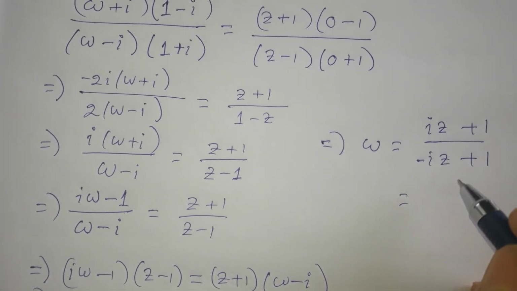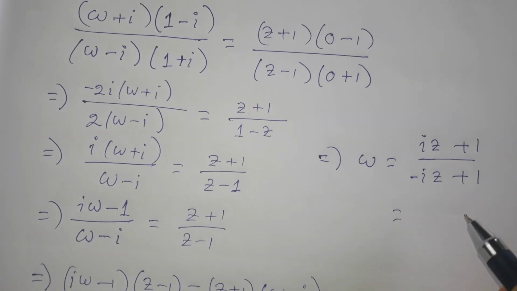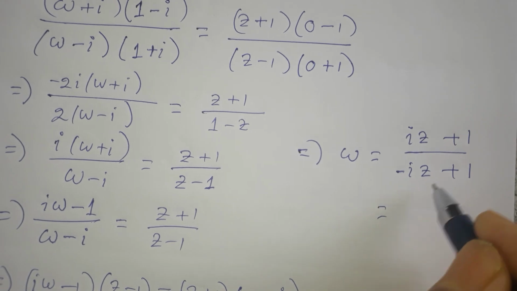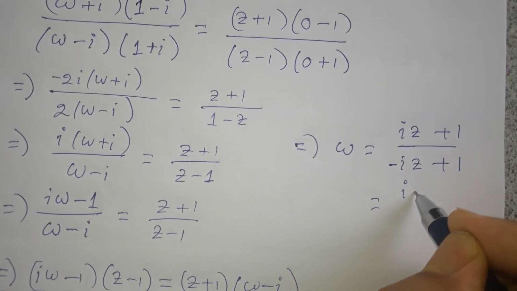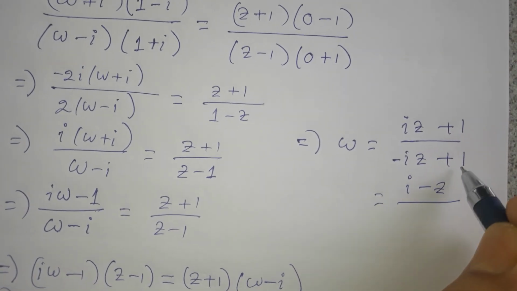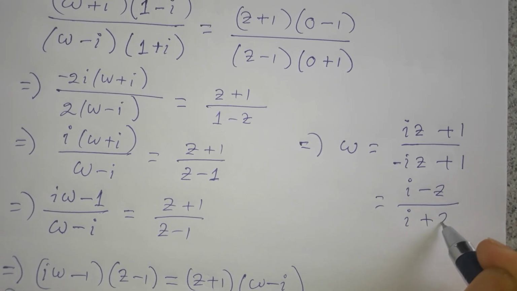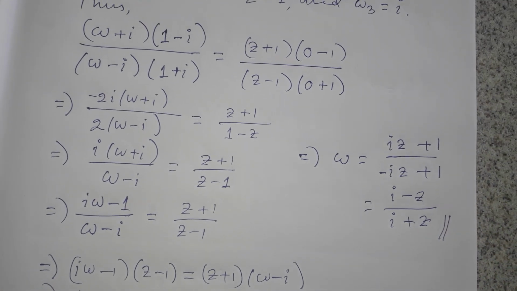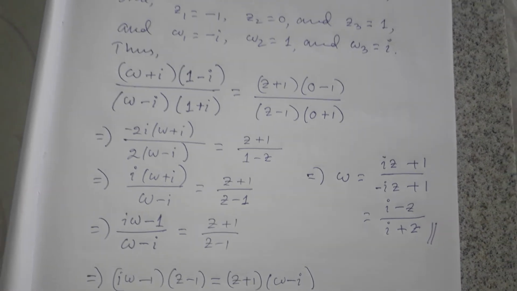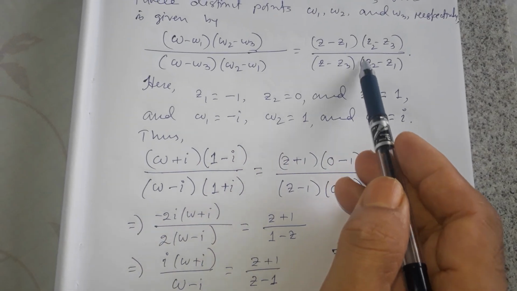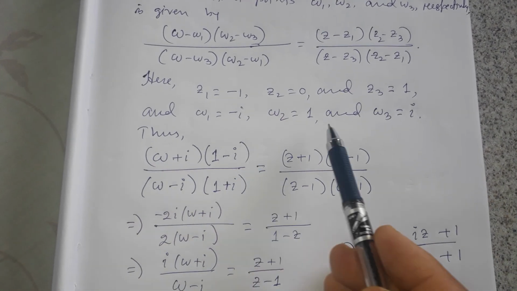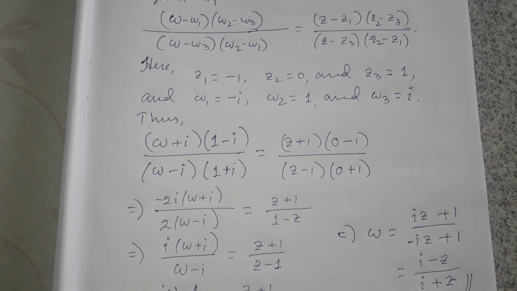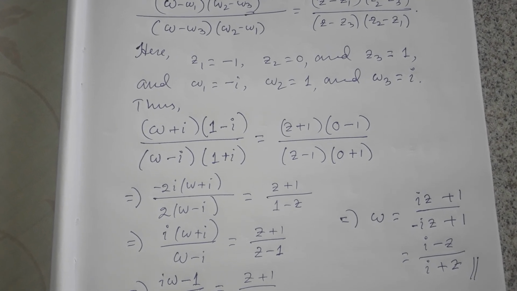Okay, so after simplifying you will see this, and you multiply both sides by i. So if I multiply by i, it is i minus z, and if I multiply by i, it is i plus z. So this is the required Mobius transformation that transforms the three points -1, 0, 1 onto -i, 1, i. Okay, so in the next example I will take the point at infinity.